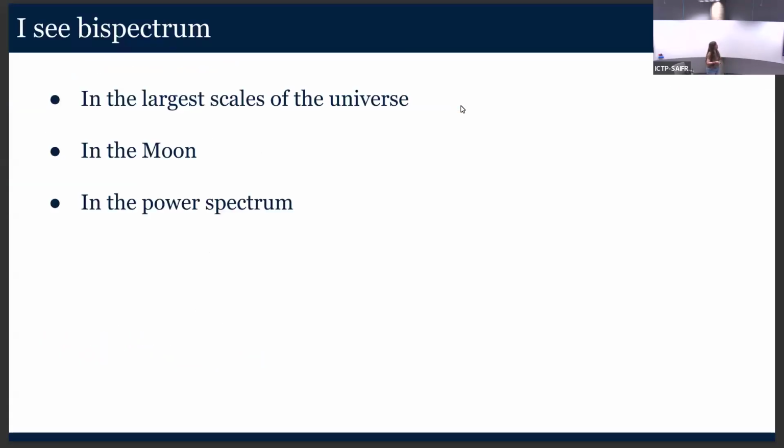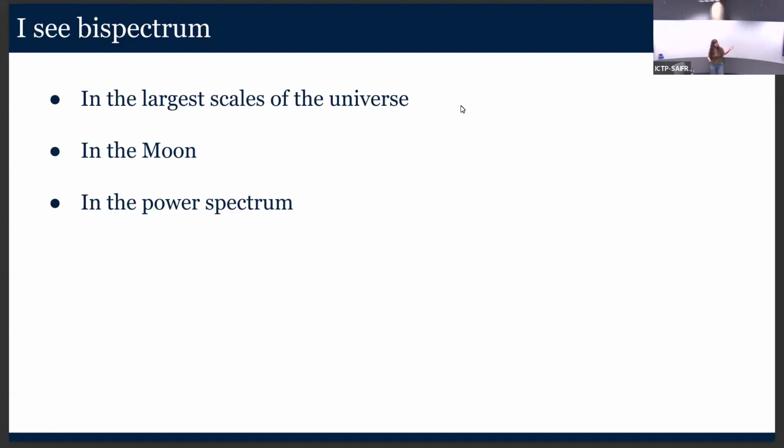And so yeah, where do I see the bispectrum? I'm seeing the bispectrum in the largest scales of the universe. I'm going to motivate to you why it's interesting to look at these larger scales. I also see the bispectrum in the moon. Most of the work that I will show you has not been published yet. It's ongoing work, except for this stuff with the lunar array that I'm going to mention.